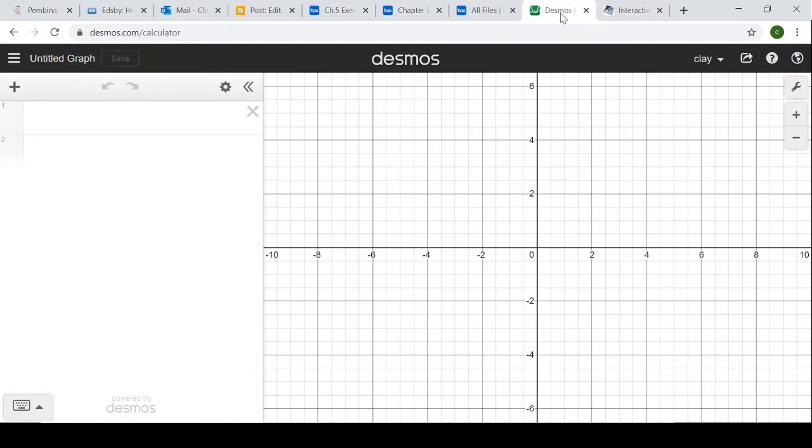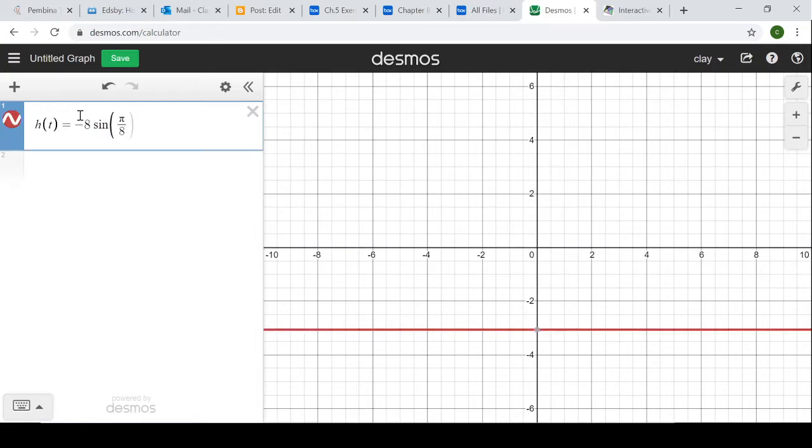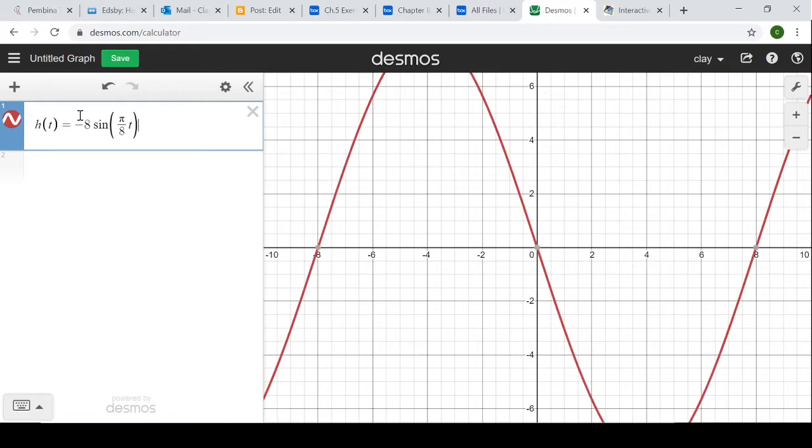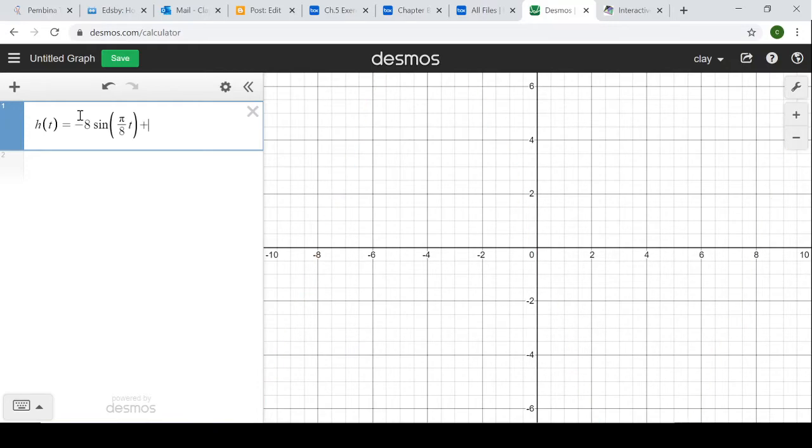There it is, Desmos. Okay, so we would like to graph, and I'll just type it in first. H of t equals, and yes, Desmos can figure out function notation, no problem. -8 times the sine of, open a bracket, pi divided by 8. Move your cursor over so that you get out of that denominator, times t. Close my bracket, plus 6.